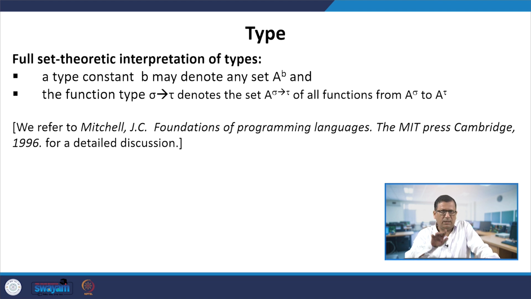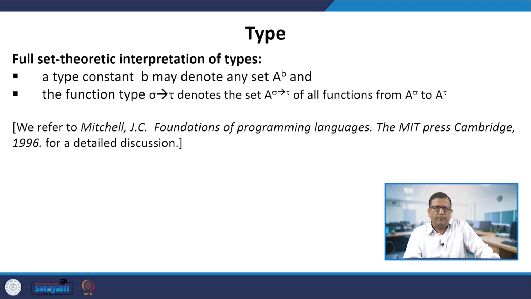So, we start with a type constant b and we associate it with some set A b. Now, the function type sigma arrow tau denotes the set A sigma arrow tau, that is the set of all functions from A sigma to A tau. This is what is called the full set theoretic interpretation of types.